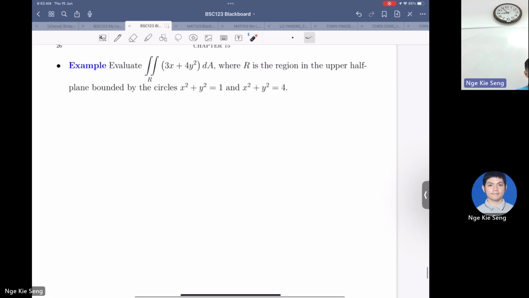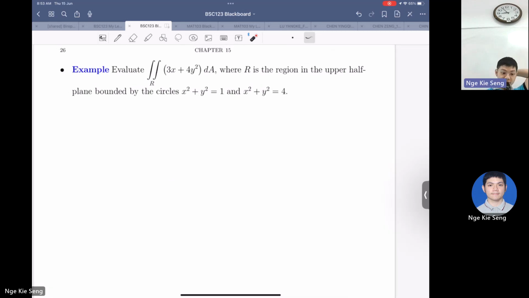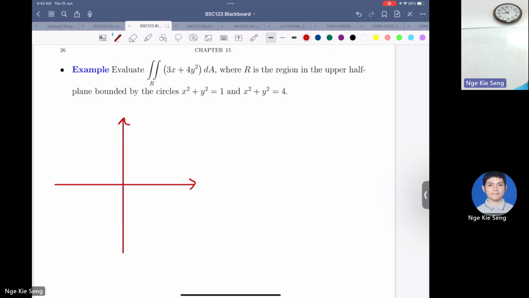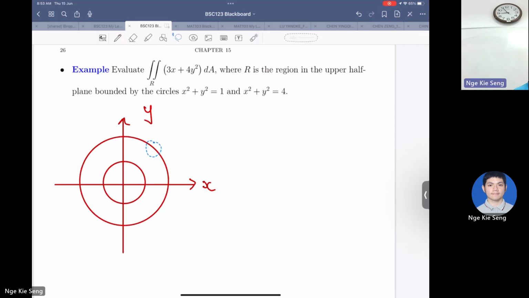This question here: evaluate this function over a region in the upper half plane bounded by the circles x squared plus y squared equals 1 and x squared plus y squared equals 4. So let's draw these circles. First thing when you see this question, draw the domain. What are the two circles you want? A unit circle and a circle with radius 4.